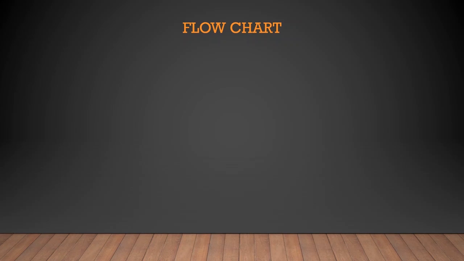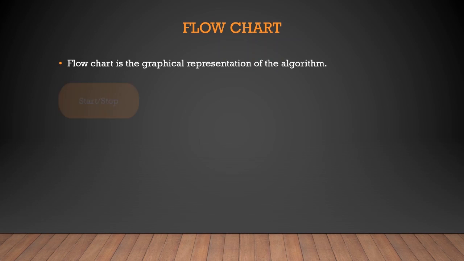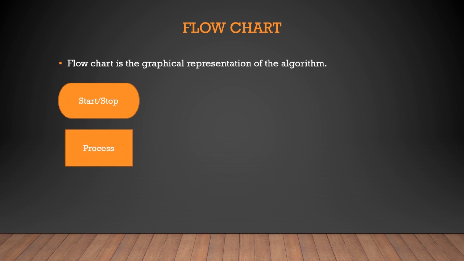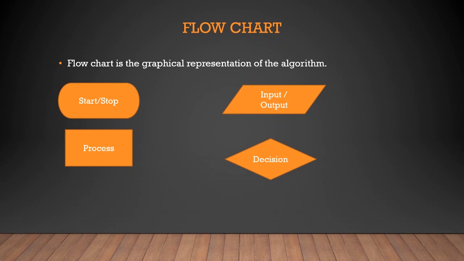Flowchart. A flowchart is a graphical representation of an algorithm. So what symbols do we have in a flowchart? We have start and stop. We have a rectangle for the process, input and output, a diamond for decision, and then we have the flow. So these are the 5 symbols that we use to create a flowchart.